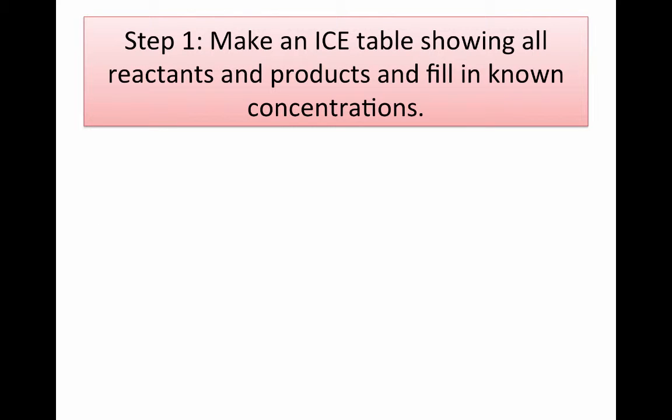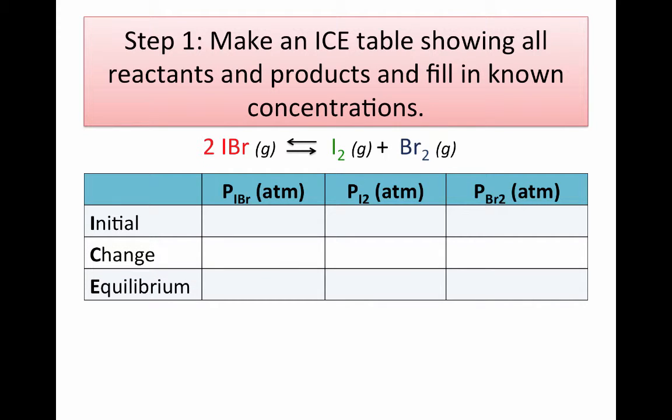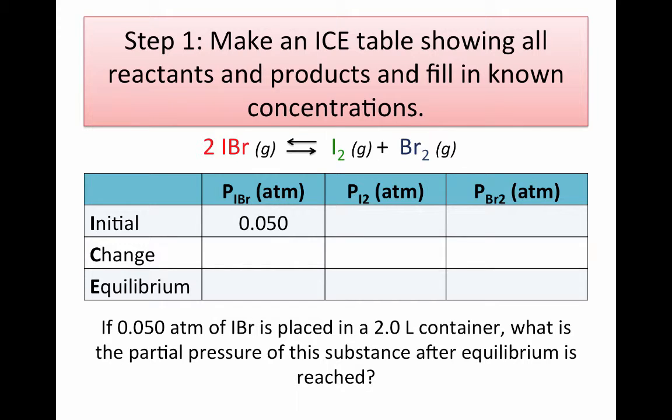So let's start at the beginning. Step 1, we're going to make an ICE table. And you can see that we have one reactant. So we have a pressure for iodine bromide in atmospheres. We have a pressure for iodine gas in atmospheres. That's one of our products. And we have a pressure for bromine gas in atmospheres. That's the other product. According to our problem, we have 0.050 atmospheres of IBr.